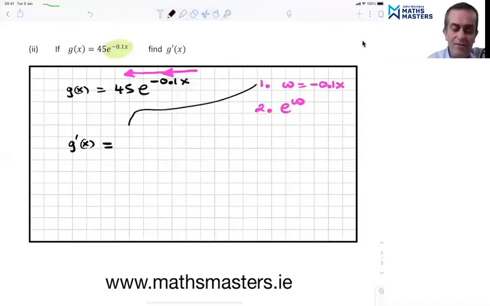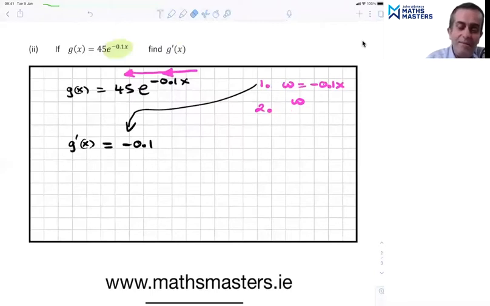So if I differentiate my first function, if I differentiate w, if I differentiate minus 0.1x, I get minus 0.1. Remember, if you differentiated 7x, you'd get 7. If you differentiated 50x, you get 50. If you differentiate minus 0.1x, you get minus 0.1.